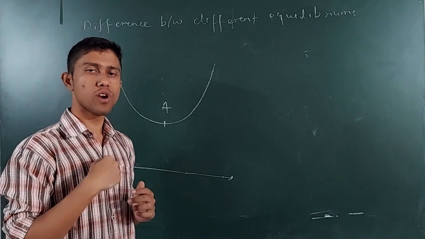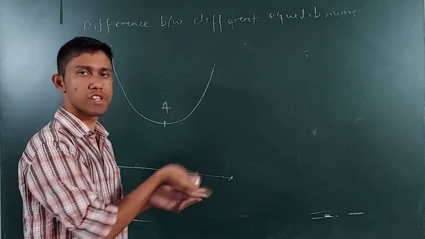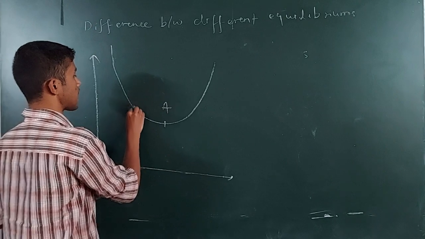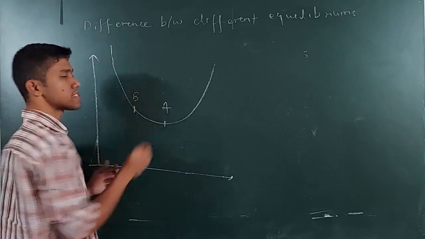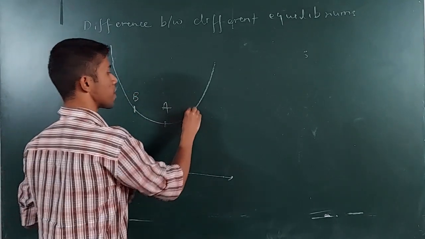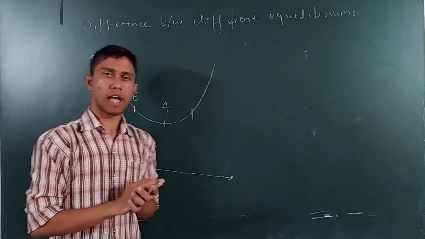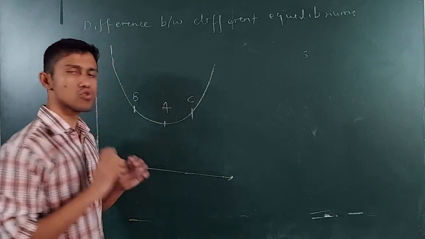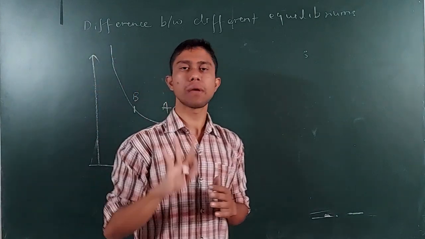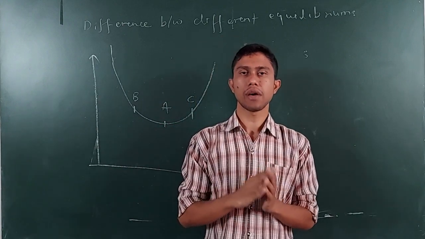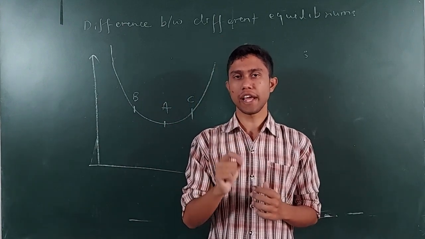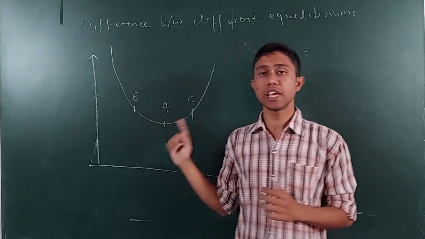I have told you I will draw the next point before the equilibrium. I take it here as B, the second point. And I will draw a third point which is after the equilibrium. I will denote it as C. So in short, I have denoted 3 points, that is A, B and C. First point A, which is the middle point, is the equilibrium point.